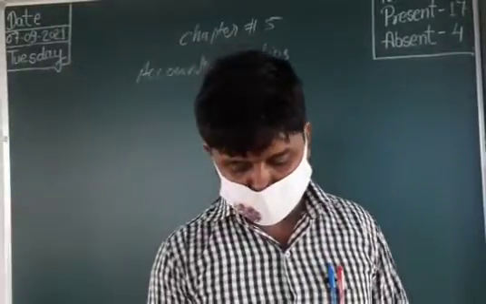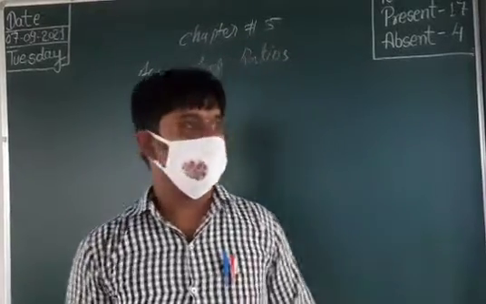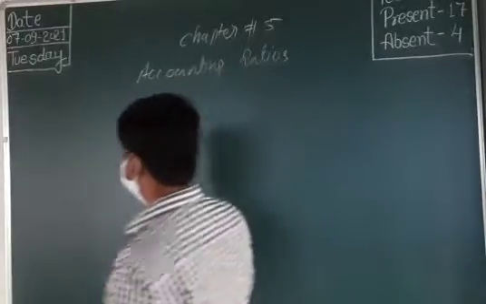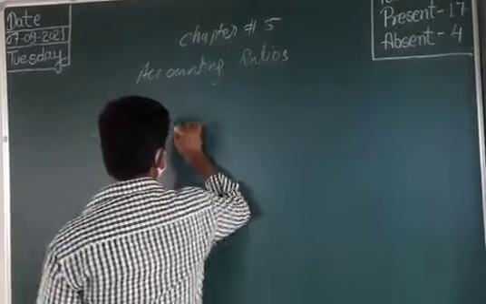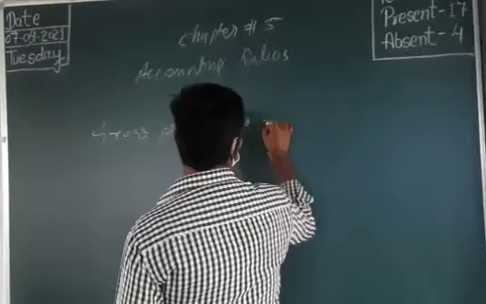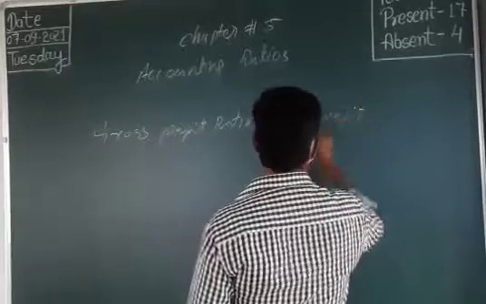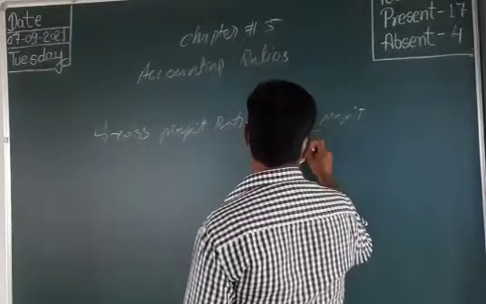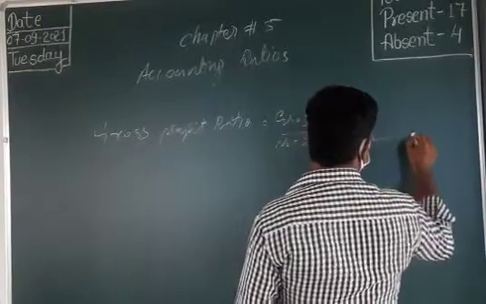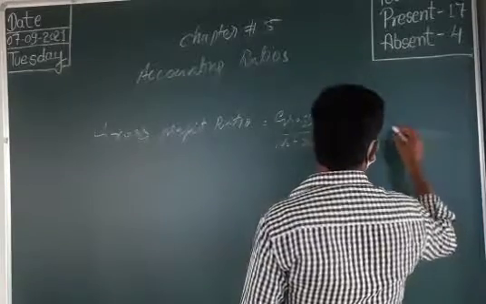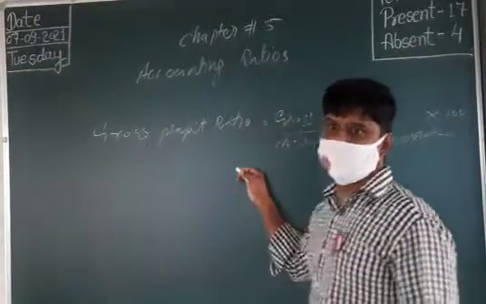So here is the equation to find the gross profit ratio: Gross Profit Ratio equals gross profit upon net revenue from operation into 100. This is the equation we use to find the gross profit ratio.